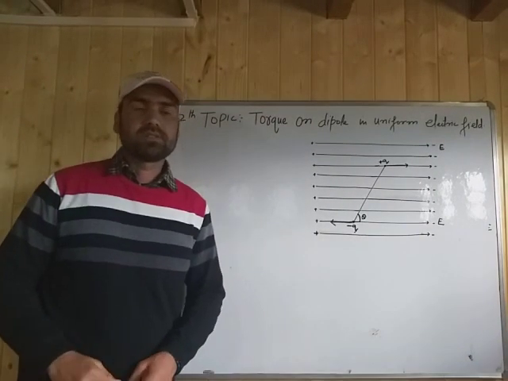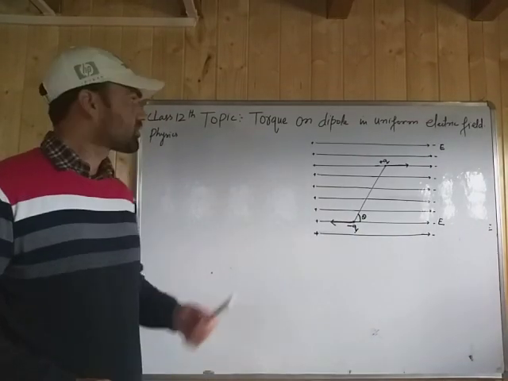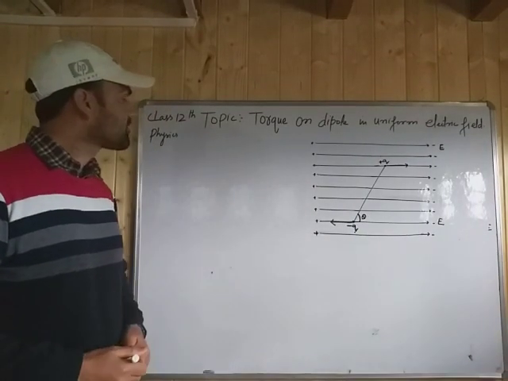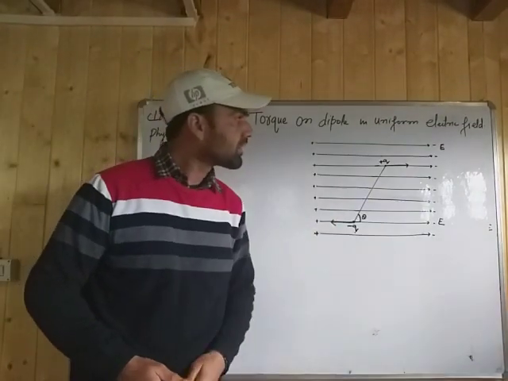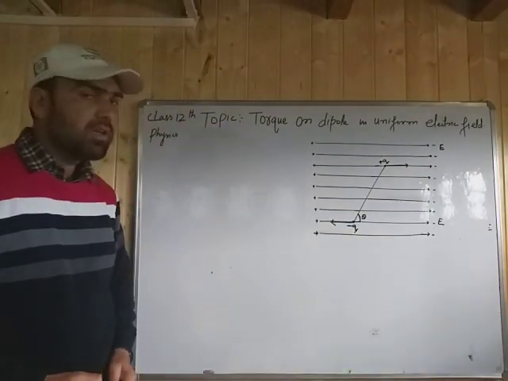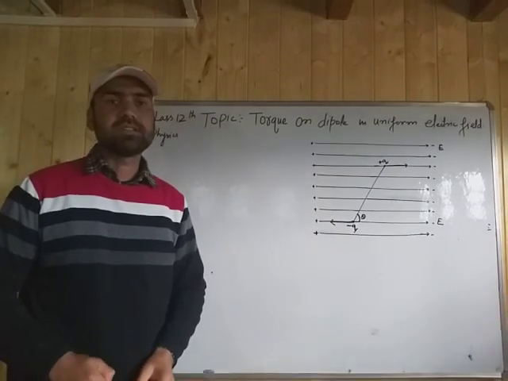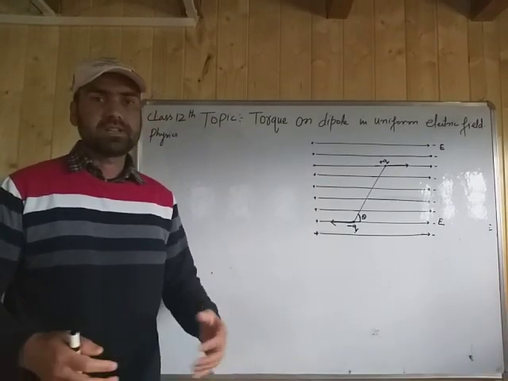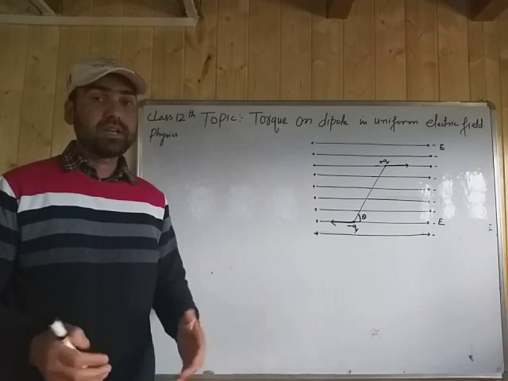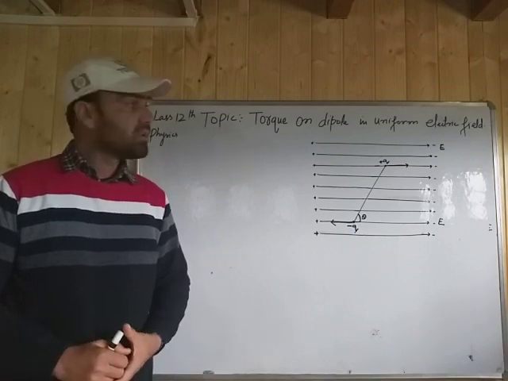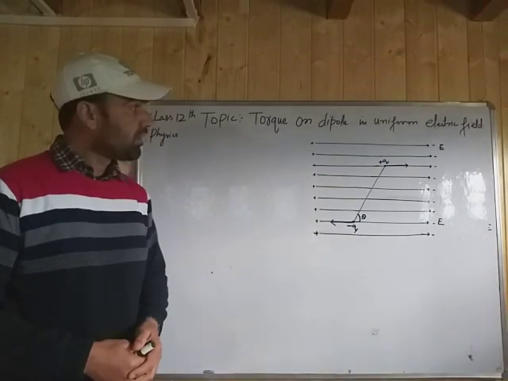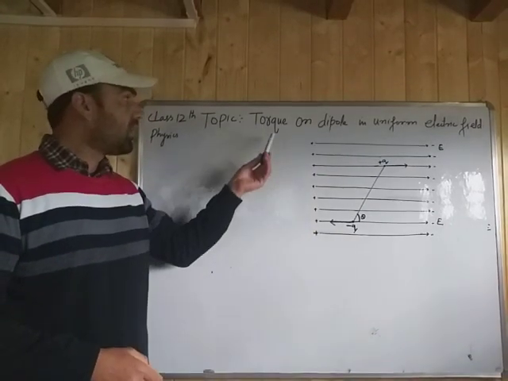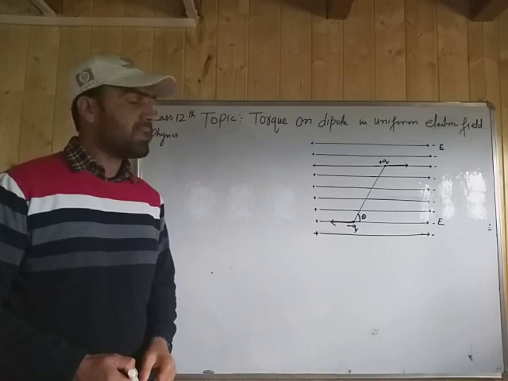Assalamu alaikum, dear students. Our today's topic is for class 12th, subject physics, and the topic is torque on dipole in uniform electric field. In the previous lectures, we have discussed the field intensity on the axial line of dipole as well as the field intensity on the equatorial line of dipole. We have already discussed what torque is. Today we will discuss torque on dipole in uniform electric field.